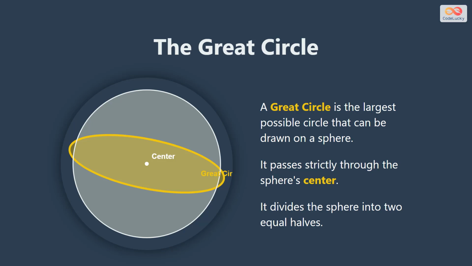A vital concept here is the great circle. This is the largest possible circle that can be drawn on a sphere. It must pass directly through the sphere's center, effectively slicing the sphere into two equal parts.